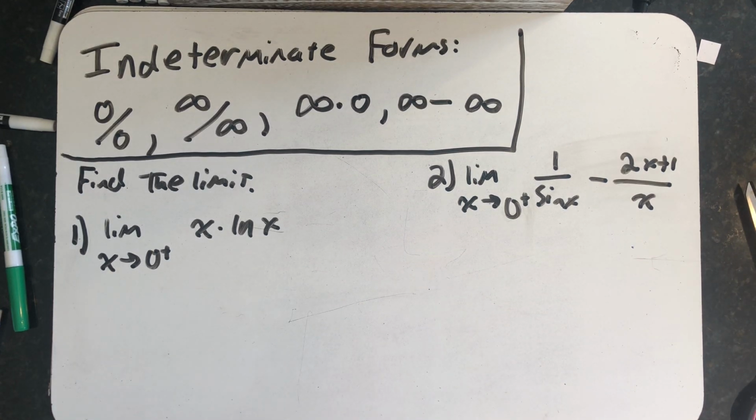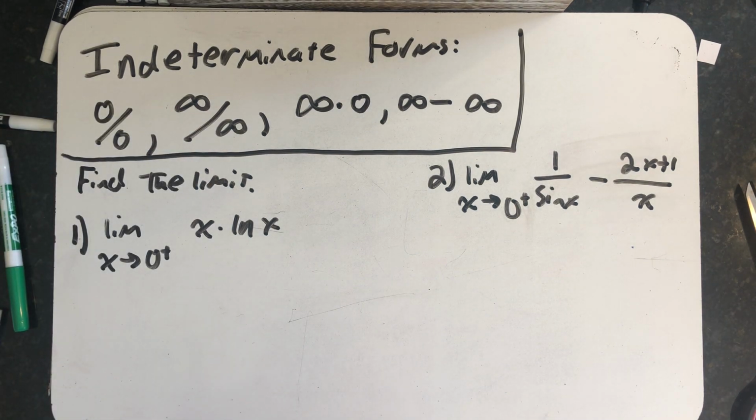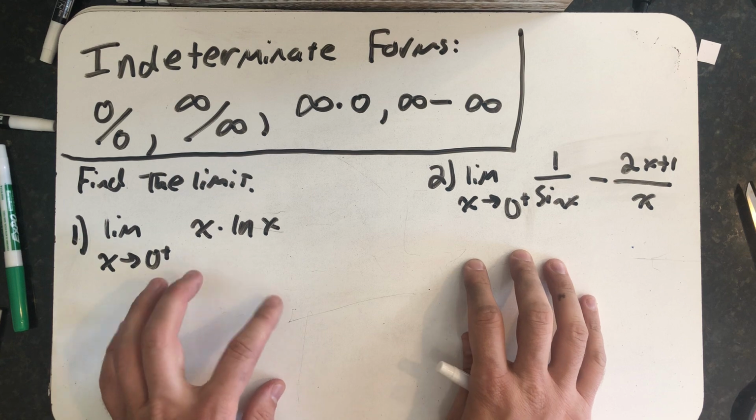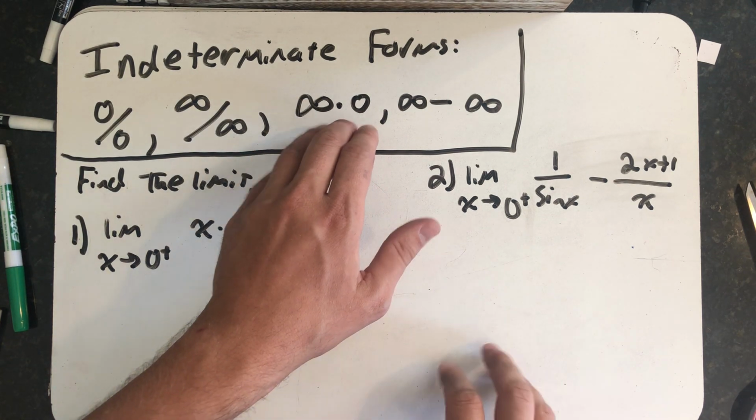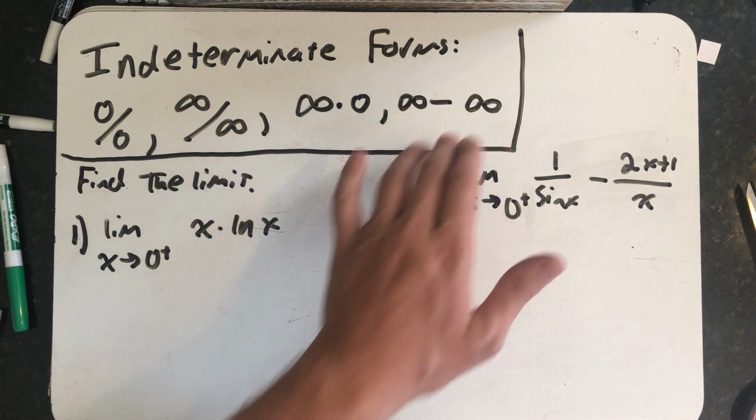We have seen that we can use L'Hopital's rule when we have the indeterminate form 0 over 0 and infinity over infinity. In this video, I'd like to do these two limits, which are actually in the format of the indeterminate forms infinity times 0 and infinity minus infinity.